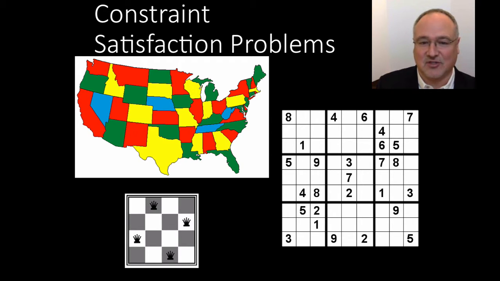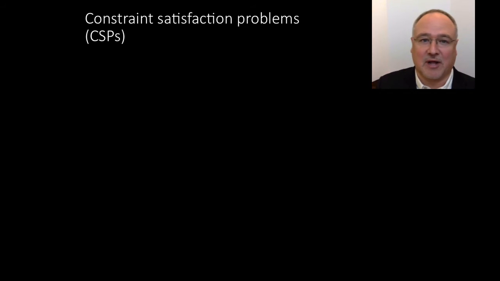So the 8 that you see in the upper left corner can be the only 8 in that block of 3x3 in the upper left, the only 8 in that row across the top with the 8, 4, 6, 7, and the only 8 in that column with the 8, 5, and 3. And we want to use all 9 digits in each one of those settings. So let's look at how we define constraint satisfaction problems.